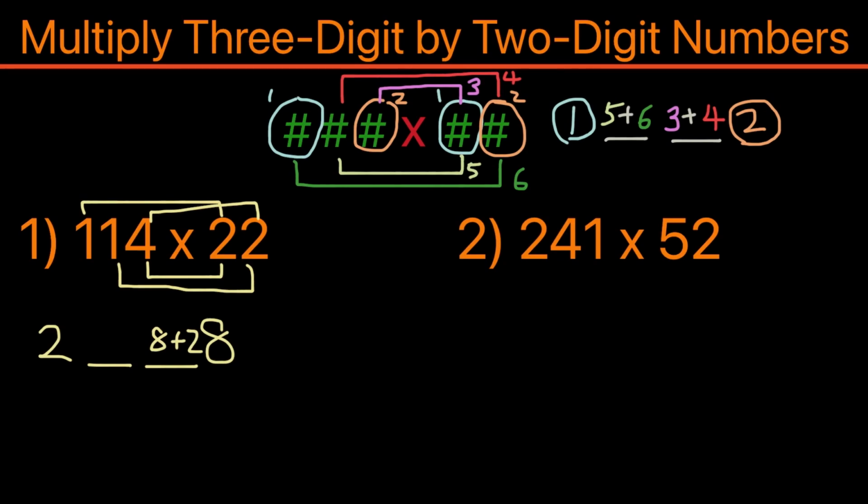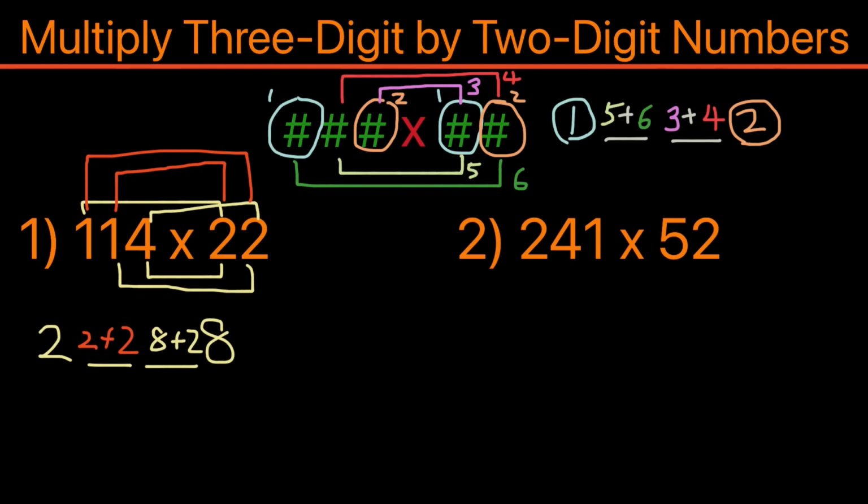Now for the fifth step, we're taking this number multiplied by this number. So 1 times 2 is 2. And in the sixth step, we're taking the first digit multiplying by the last. Then we're placing it right here. Now we're ready to complete.